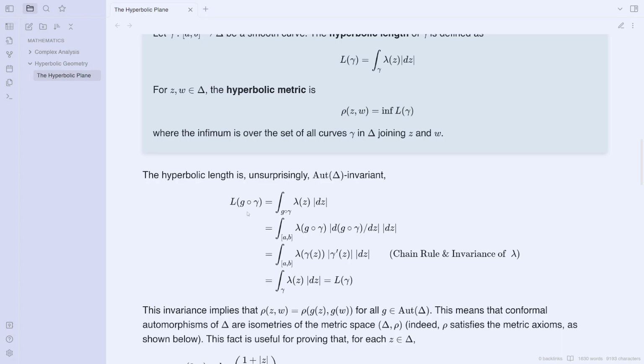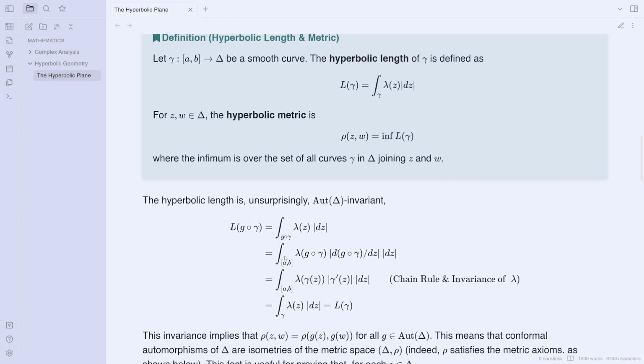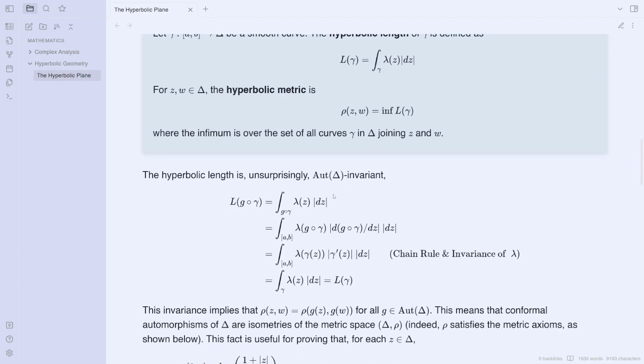So if I transform a curve in the disk under a Mobius transformation, then the length of that resultant curve will stay the same. Okay, but I want to walk through this proof so you get comfortable with this integral notation, because I don't know how many of you have worked with something like this. It can be quite confusing when you see it for the first time. So we're just going to write the definition in this first line here. Okay, so we have the integral over g composed with gamma of lambda z with respect to modulus dz.